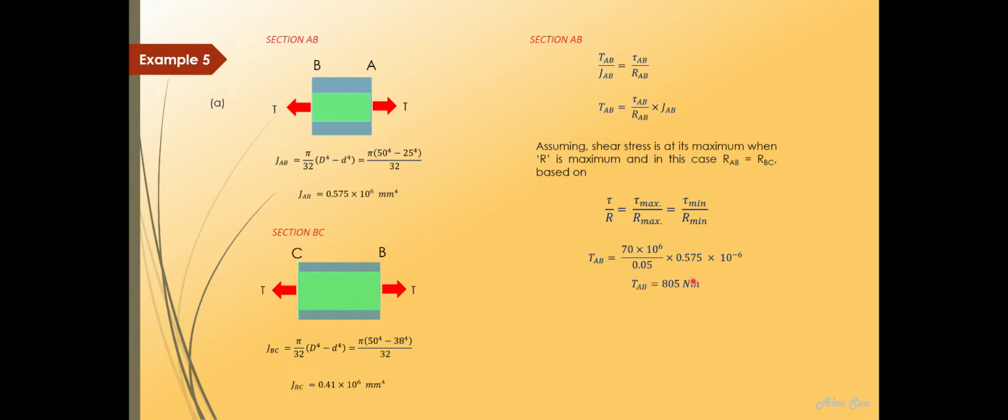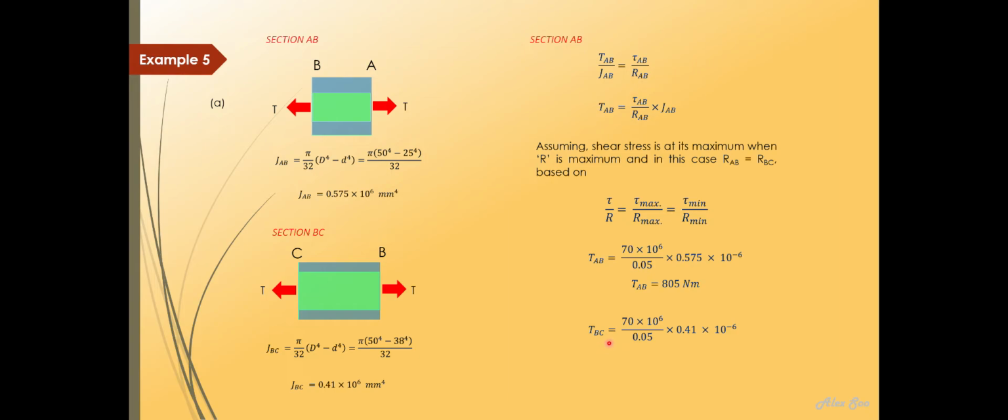But in this case, if we are calculating section AB and section BC separately, then definitely we will get a different torque, because the polar moment of inertia for both sections is different. It will be explained later which torque will be chosen as the common torque which is used to transmit power for the shaft.